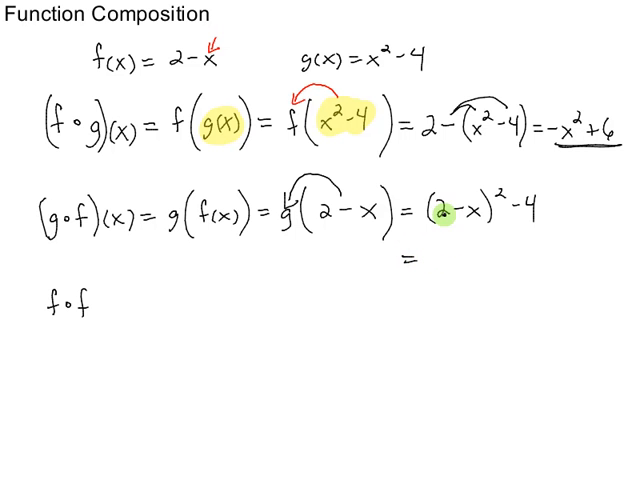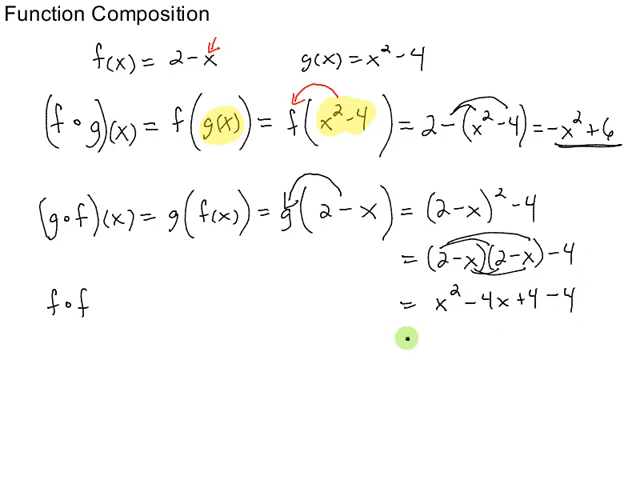2 minus x squared is 2 minus x times 2 minus x. And now if I multiply all this out, multiply the 2 through both and the negative x through both, I end up with x squared minus 4x plus 4. Then I need to bring down my minus 4 and combine like terms. The positive 4 and negative 4 are 0, so I simply get x squared minus 4x. And that's the output for g of f of x.